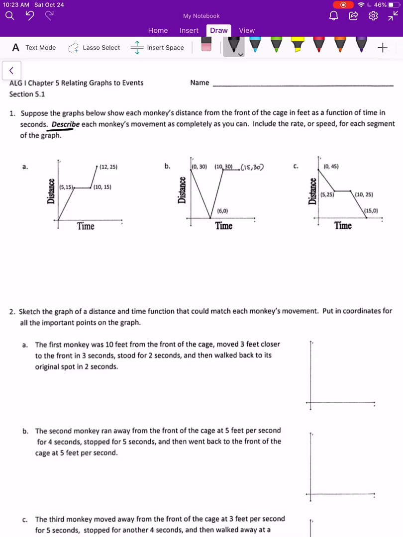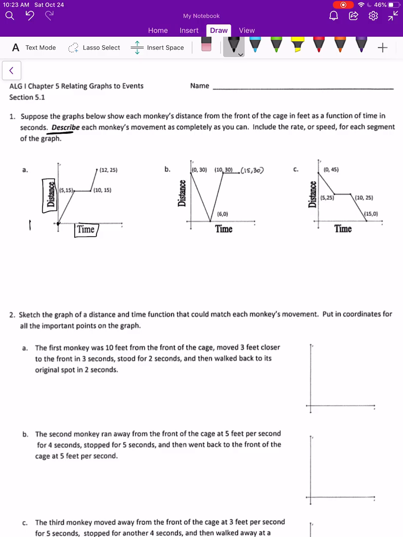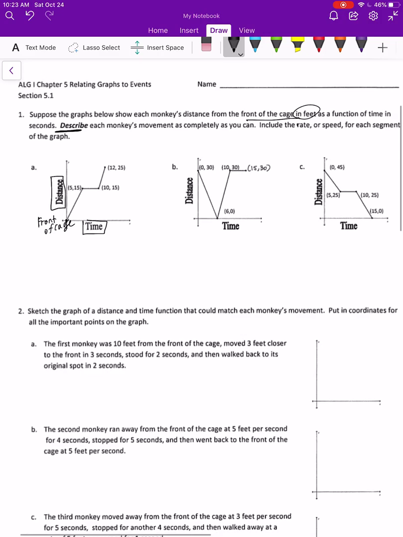So as you can see, we have time on the x-axis, we have distance here on the y-axis, and this is the monkey's movement. So it says right here at 0, 0, this is the front of the cage. Okay, and it says the distance from the front of the cage in feet. And that's going to be important that we know it's in feet as a function of time in seconds. Okay, so the distance is going to be feet and the time is going to be seconds. Now, as you can see, we've talked about ordered pairs. You can see that they have some ordered pairs here. So we need to talk about each ordered pair. So this is kind of going to be my first ordered pair.